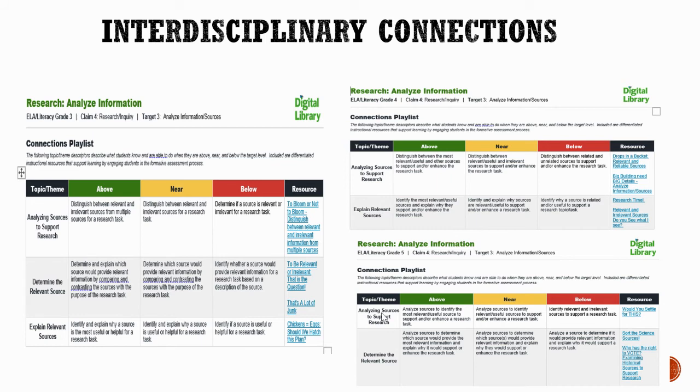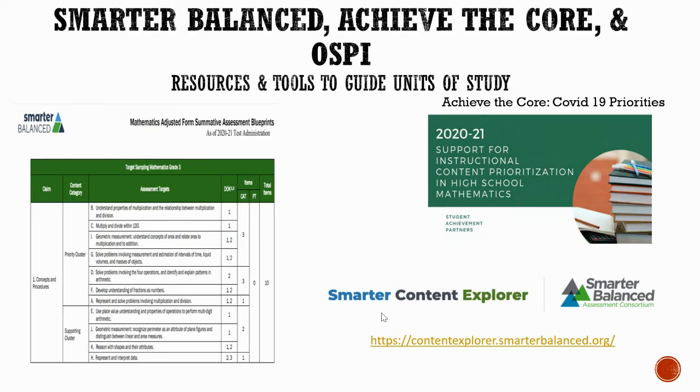The ELA targets of reading for informational text and research and inquiry provide important interdisciplinary connections to social studies, science, and health. Keep these interdisciplinary connections in mind as you continue in the standards-based unit planning process throughout this course. Again, we will be referencing important resources from Smarter Balanced, Achieve the Core, and OSPI to establish standards-based targets for your units of study.